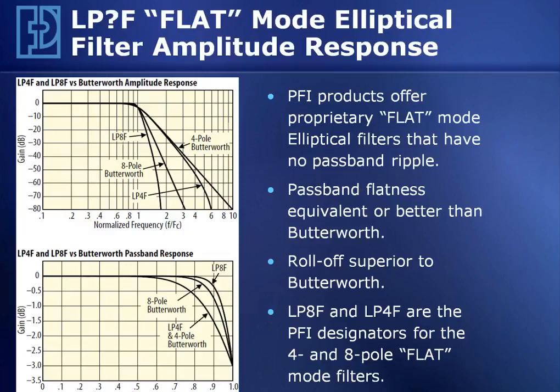As a review, the flat mode filters that Precision Filters offers in its products compare very favorably with the industry standard Butterworth characteristics. In this chart, we're comparing the LP8F 8-pole flat mode filter and the LP4F 4-pole flat mode filter against their Butterworth counterparts. And you can see that the passband flatness of these filters is equivalent to or better than the Butterworth, where the roll-off, the rate of transition from passband to stopband, is much sharper than the Butterworth filter. So these filters are much more selective and represent great improvements over the industry standard Butterworth characteristic.